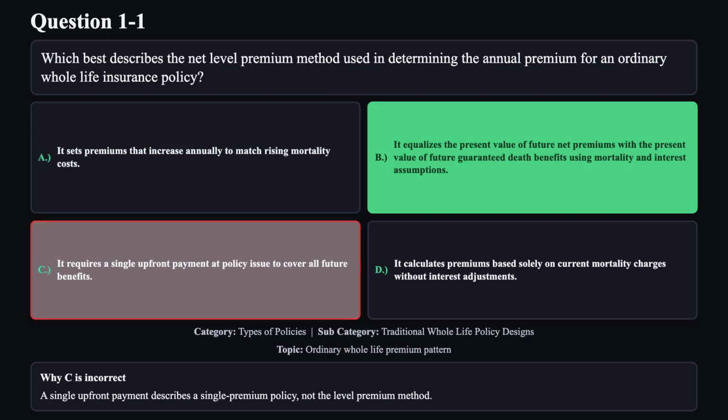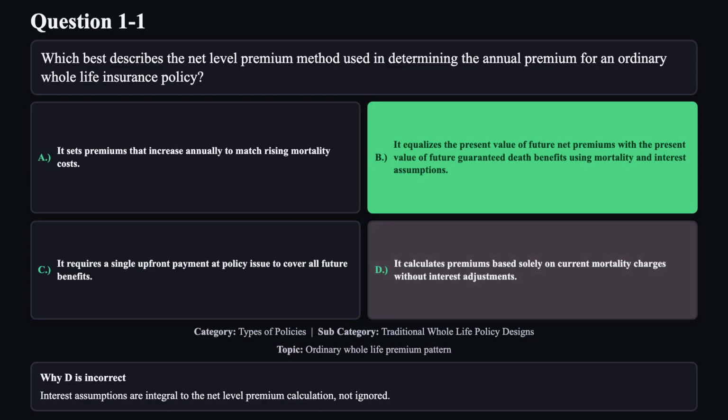Reason C is not correct. A single upfront payment describes a single premium policy, not the level premium method. Reason D is not correct. Interest assumptions are integral to the net level premium calculation, not ignored.